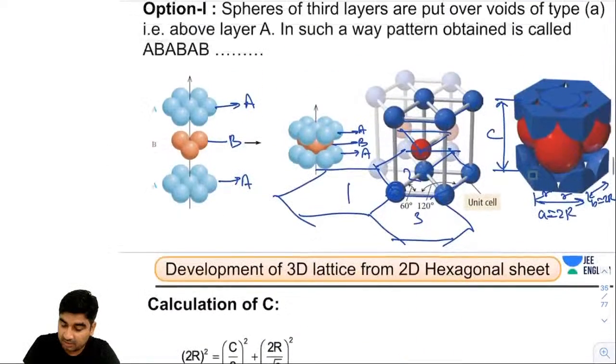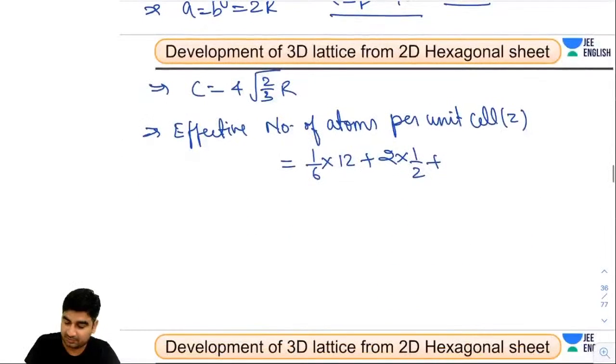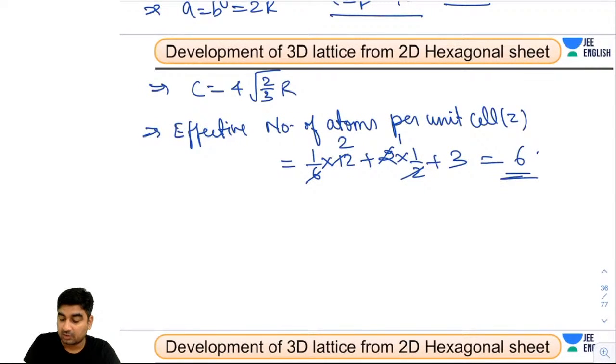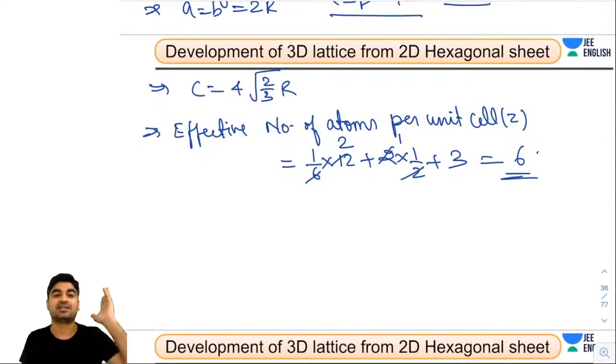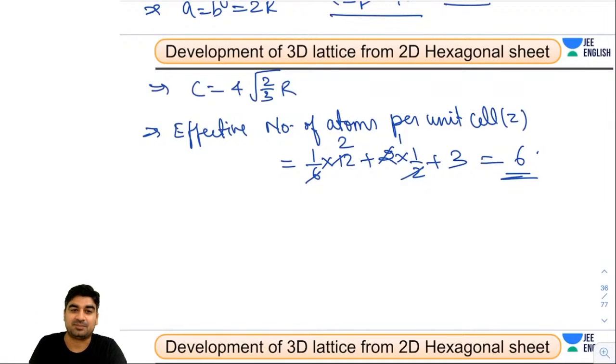And there are 3 atoms, 1, 2 and 3, completely inside it. So you will be getting 6. So one unit cell will contain 6 atoms. Note it down, guys. One unit cell will contain 6 atoms.